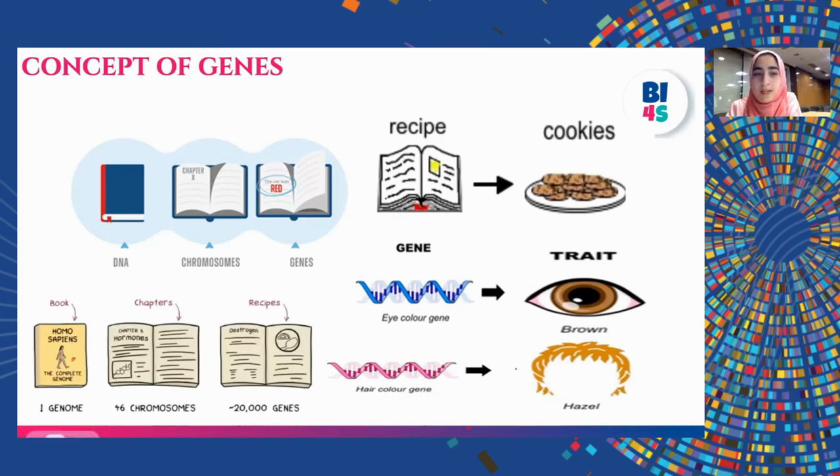Likewise, if we compare the entire genome to a book, it has 46 different chapters, that is 46 different chromosomes, and within those chromosomes, it has different genes or different recipes.